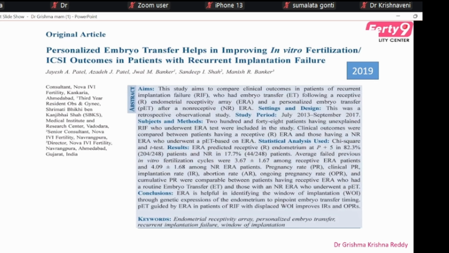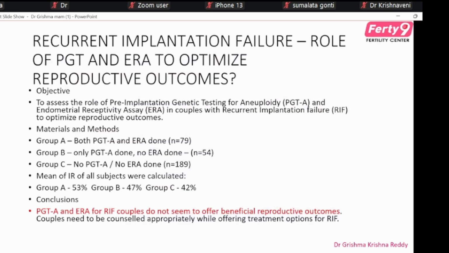So these are some studies which favor ERA, like personalized embryo transfer helps in improving IVF or ICSI outcomes. Not all studies favor ERA. In RIF, is there a role of PGT and ERA to optimize reproductive outcomes? Some patients have had both PGT and ERA, some only PGT, and some no PGT and no ERA.